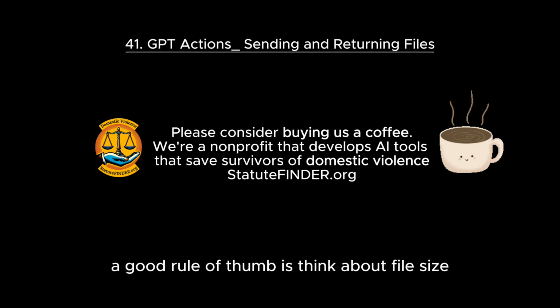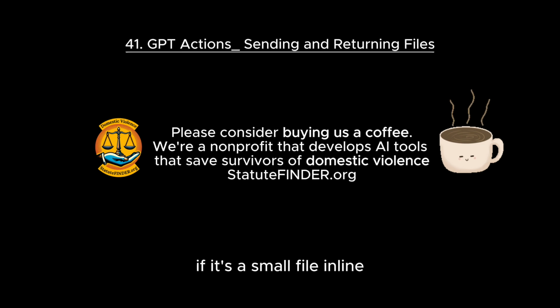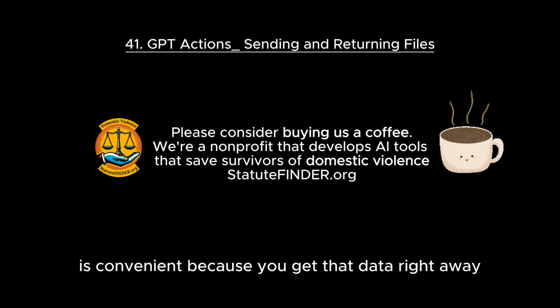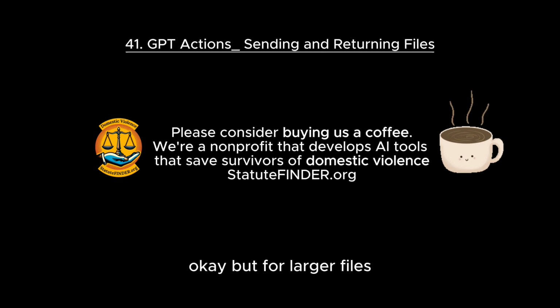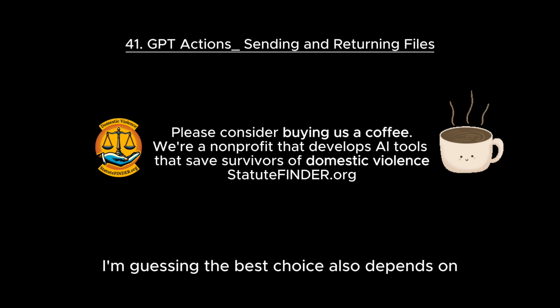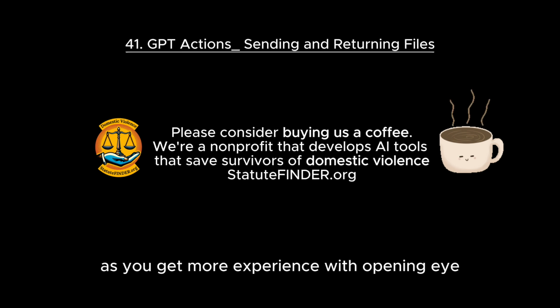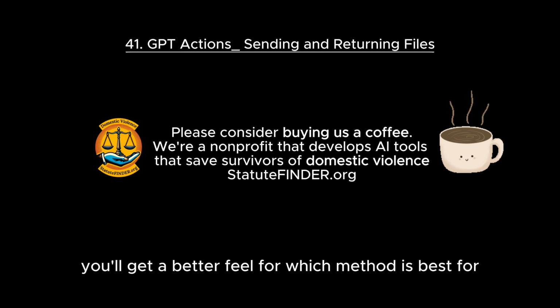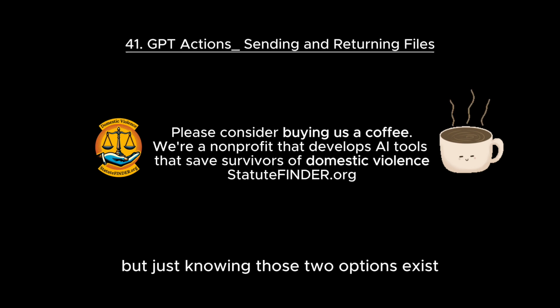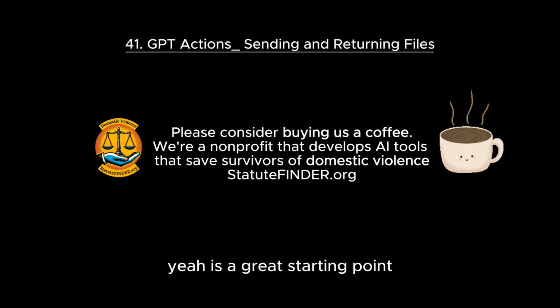A good rule of thumb is to think about file size. If it's a small file, inline is convenient because you get that data right away. But for larger files, URL is a better choice because it prevents your code from getting bogged down with all that data. That makes sense. So small files, inline, big files, URL. Yeah. But I'm guessing the best choice also depends on what I'm actually doing with the file, right? Exactly. As you get more experience with OpenAI, you'll get a better feel for which method is best for different situations. Right. But just knowing those two options exist is a great starting point.